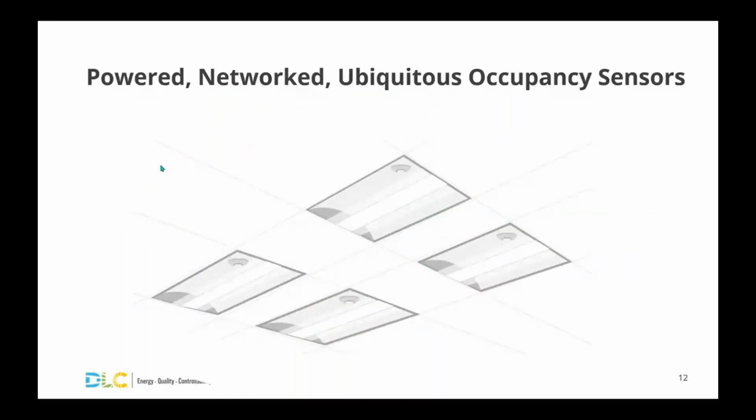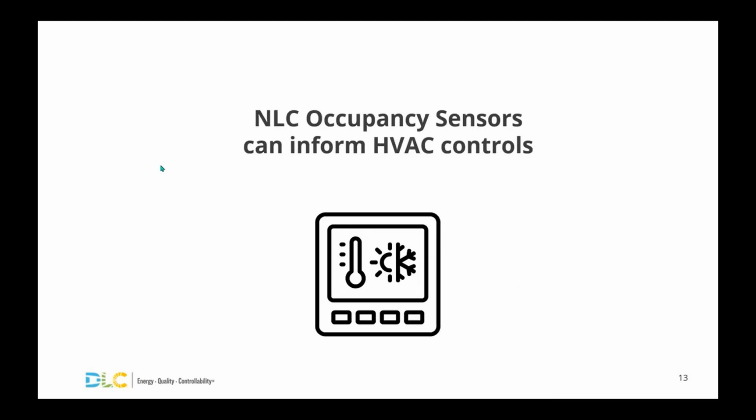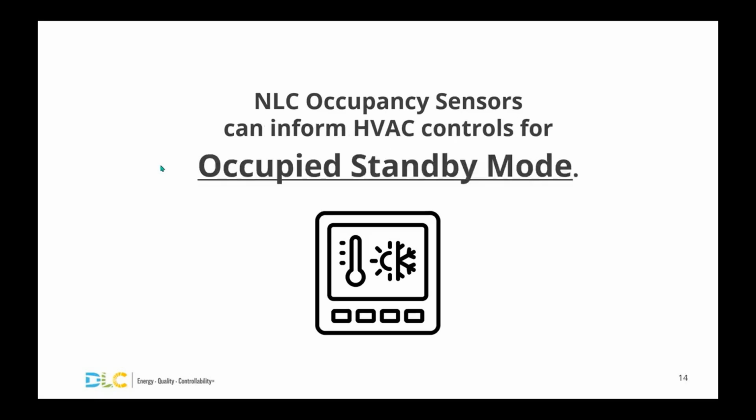Still, when network lighting controls do manage to make it past value engineering and get installed on a project, they provide powered, networked occupancy sensors everywhere throughout a space. In suitable buildings, signals from those occupancy sensors can inform the HVAC controls to relax the temperature set points by a few degrees in all unoccupied areas. Some buildings can also reduce the ventilation rate for additional energy savings. As you probably know, this is called occupied standby mode. It depends on occupancy sensors that might or might not be part of a network lighting control system.